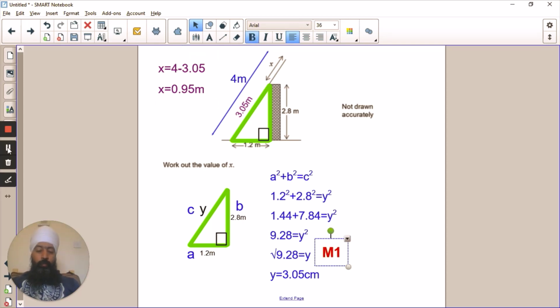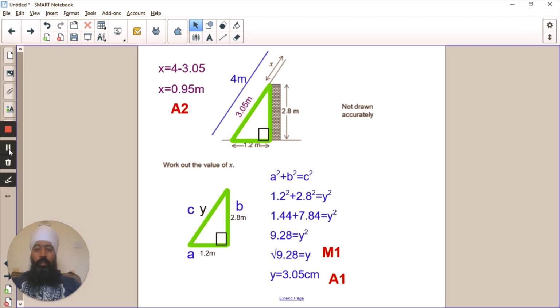As it's worth 3 marks, your 3 marks would be allocated as follows. So 1 mark for using Pythagoras Theorem and showing your workings out correctly. Your second mark would be for an answer of that part of the ladder as being anywhere from 3 meters to 3.05 meters. And lastly, the final mark would be for the correct value of X, anywhere from 0.95 meters to 1 meter.